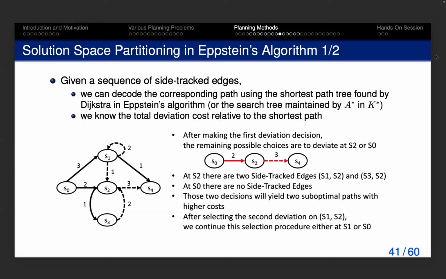And then for the previous example, we made this deviation from here. After doing the deviation here, if you look at the shortest path tree, another deviation decision that you can make along the shortest path tree is deviating here or there by looking at sidetrack edges, and so on. So this process continues until you cannot deviate anymore or reach here. So any questions? Okay.